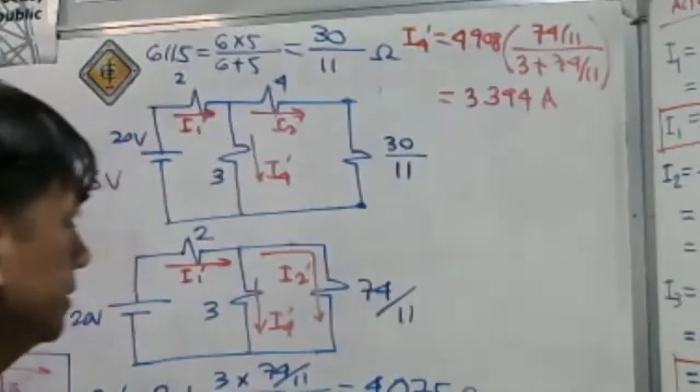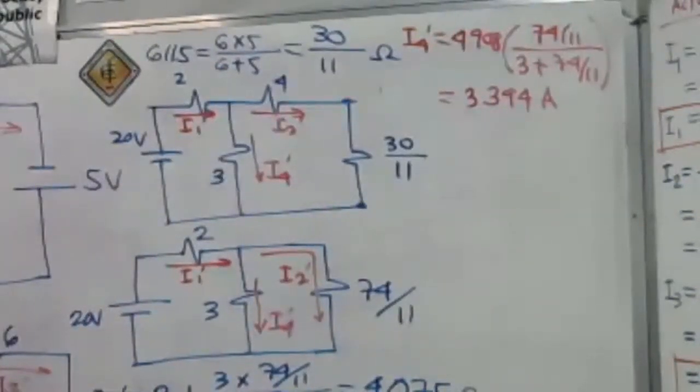Actually, we can check this answer. We add this 3.394 and our 1.514. That should be equal to 4.908. That's correct.